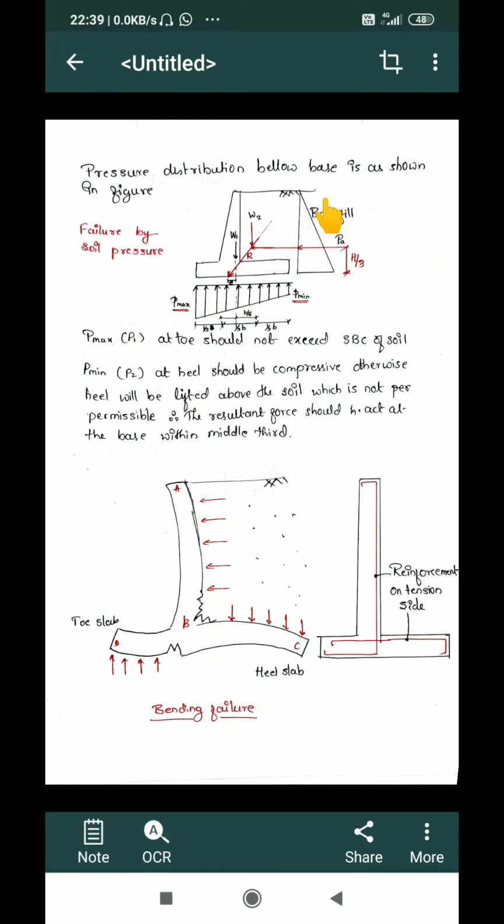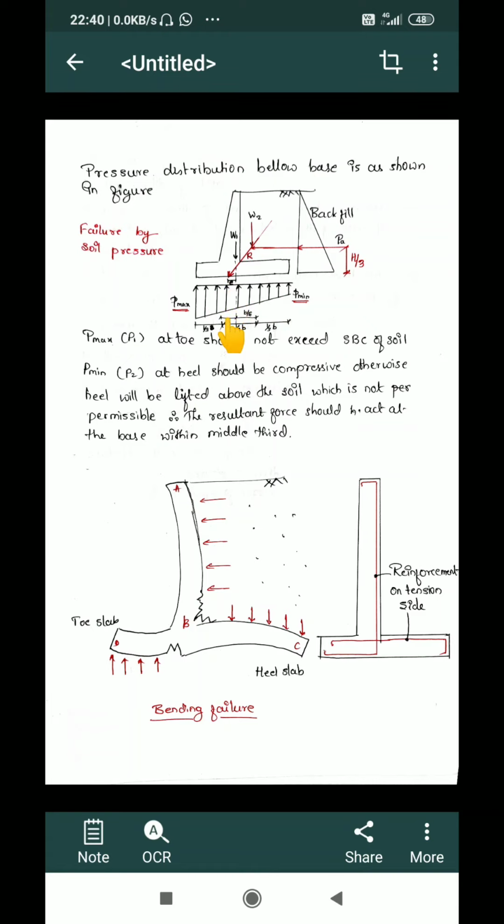From all these forces, I'll be creating a pressure, earth pressure or soil pressure, which will be maximum at the toe end and minimum at the heel end, with certain values. Now, if the resultant force is acting within the middle third of the total width of the retaining wall, then it will be on the safer side.